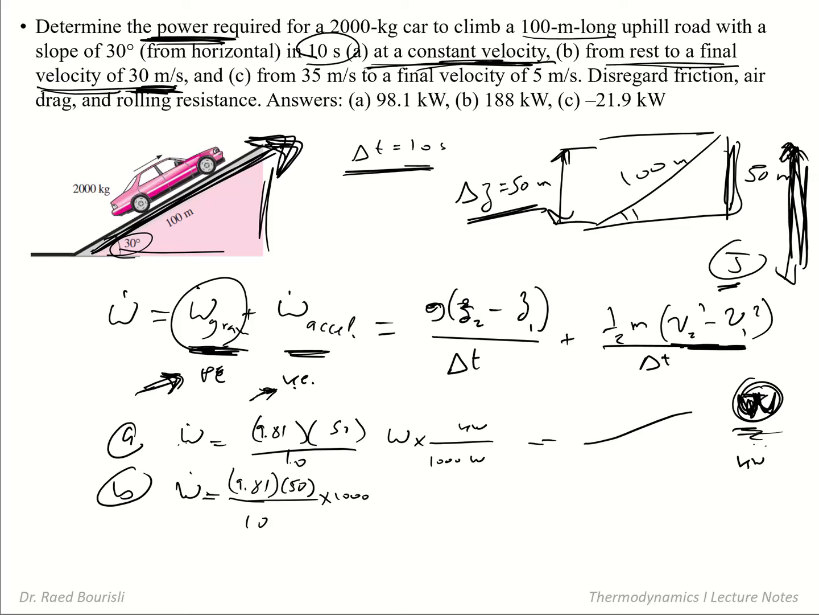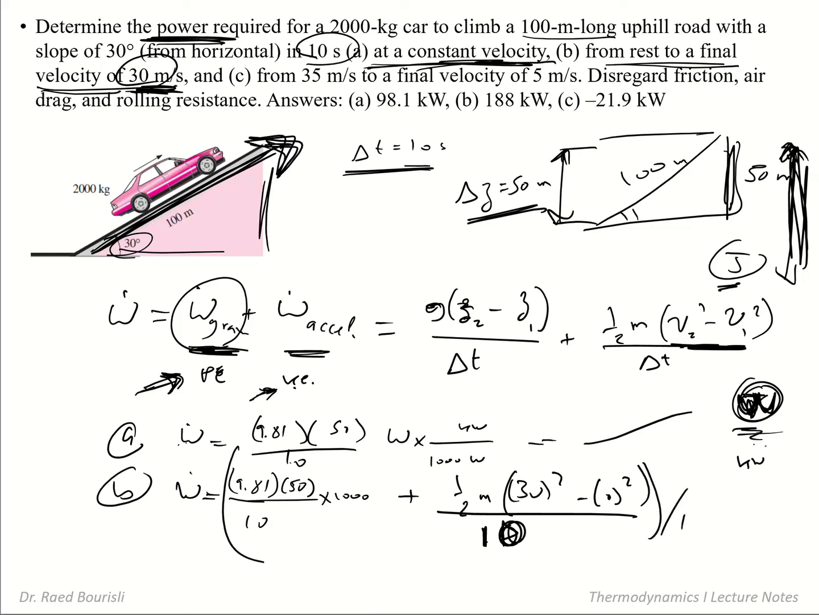But now we have the contribution of the kinetic energy, because of acceleration, so 1/2 m, the final velocity is 30, so 30 squared minus 0 squared, divided by delta t, 10. If you want, you could divide this by 1,000 to get it in kilowatt.